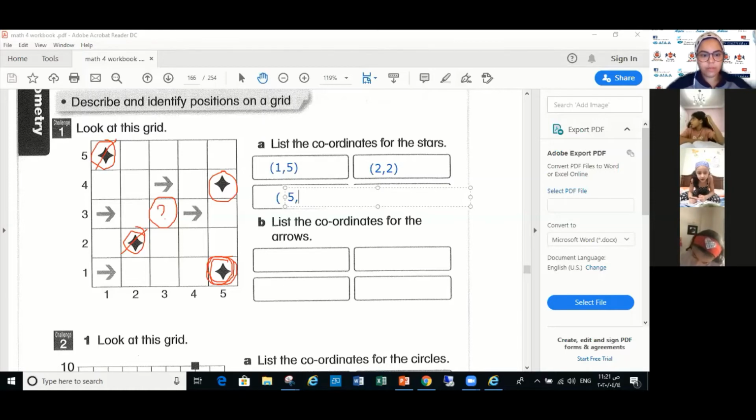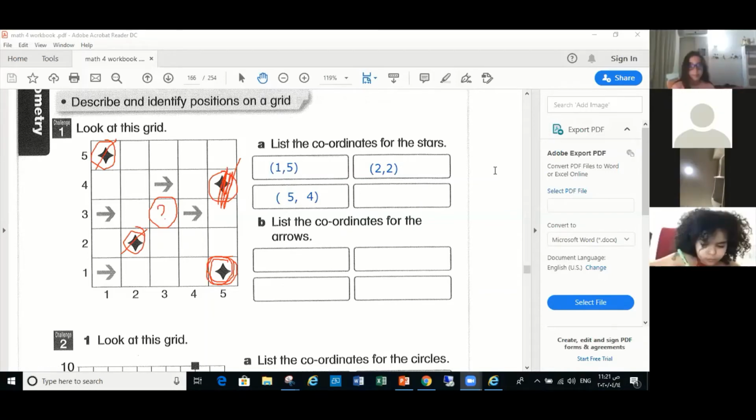5 and 4. No, what about the 5 y? Ah, you are talking about 5 and 4, this one? Okay. Did you choose this one? Yes. Okay, very good. So this is 5 and 4. Excellent. We still have another one here, Jana.